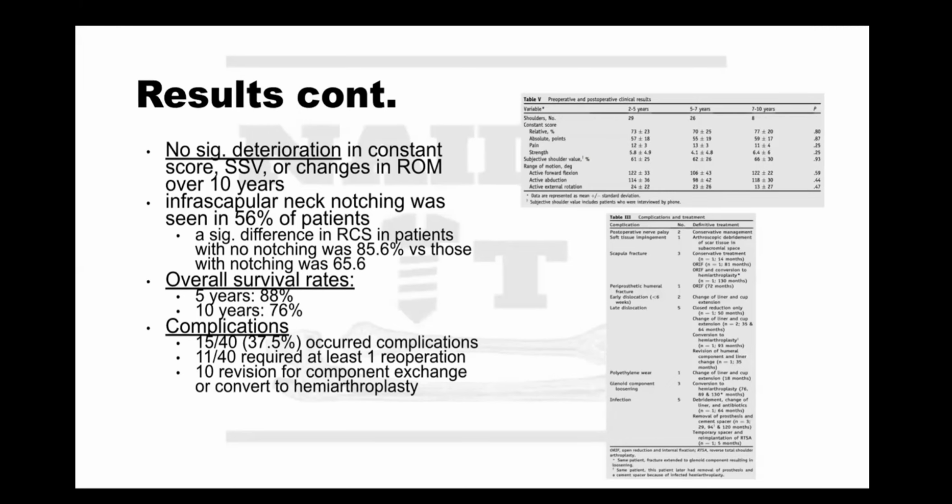And looking at the survivorship at the 5-year mark, it was at 88%. At the 10-year mark, it was at 76%. The deaths that occurred in this study, none of them were due to any complications from the prosthesis. And when looking at complications, 15 out of 40 occurred. 6 were failures that resulted in the removal of the prosthesis. 3 were due to infection that led to prosthesis removal. And then 3 were converted to hemis due to glenoid component loosening. There were also 2 postoperative nerve palsies that both recovered without any operative management.